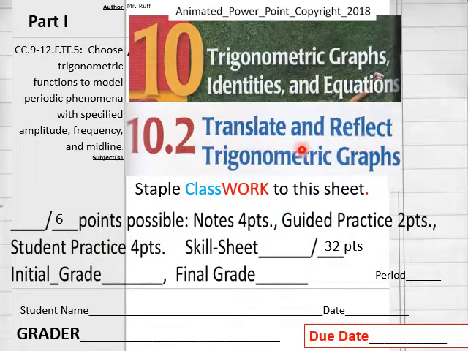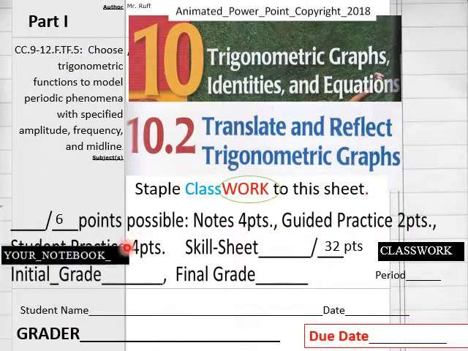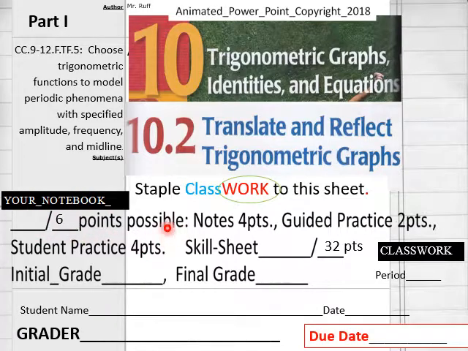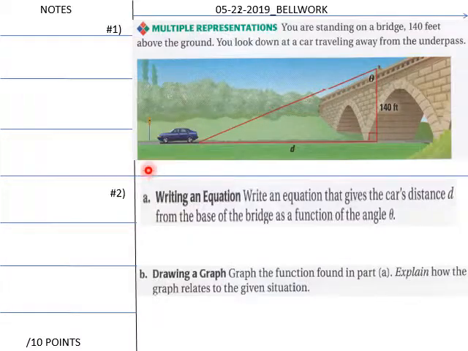10.2, translate and reflect trigonometric graphs. Here is our skill sheet, a 32-point skill sheet at the end of Part 1. And then we have a note-taking guide here that's got 6 points for that.